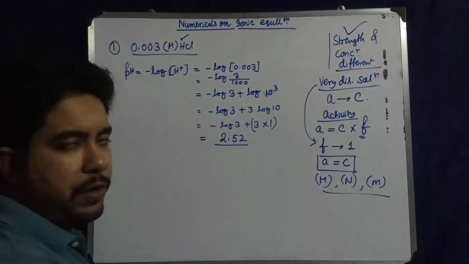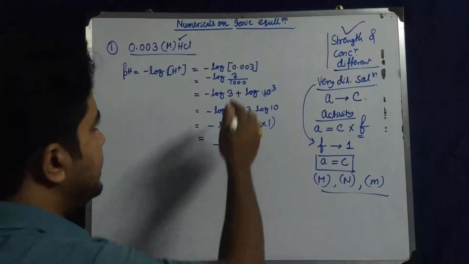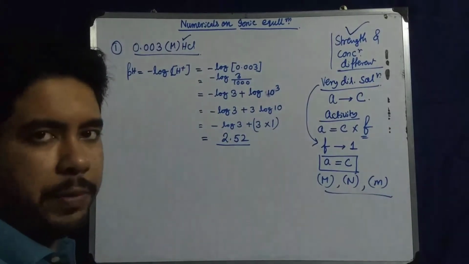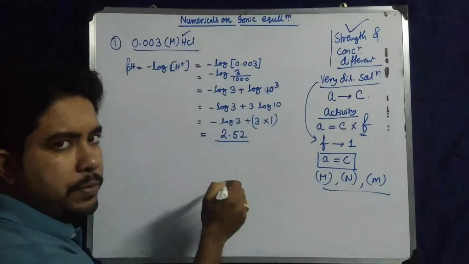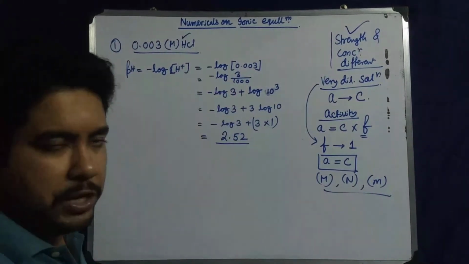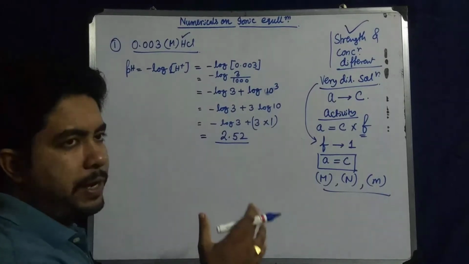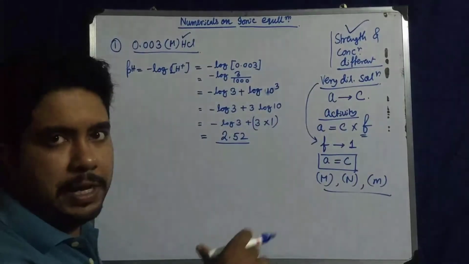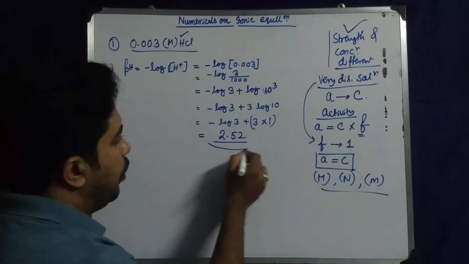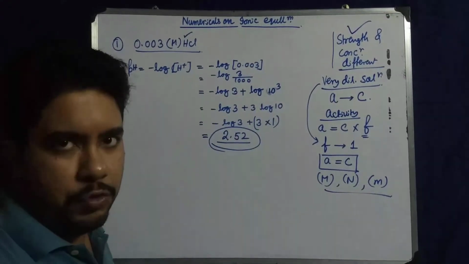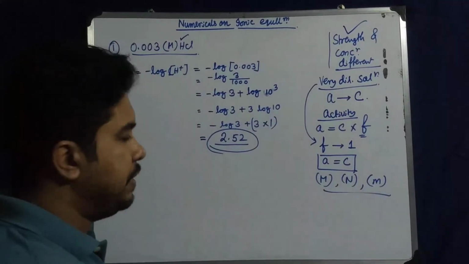You just solve this, and it will be very easy for you. I just told you how to break this 3 by 1000. How can we break it? That means 3 by 10 cube. Division of log means subtraction, so obviously we subtracted: it was minus log 3, so it is minus log 3 plus log 10 cube. Simple. Now we got the answer 2.52, and you know that 2.52 is way below 7.